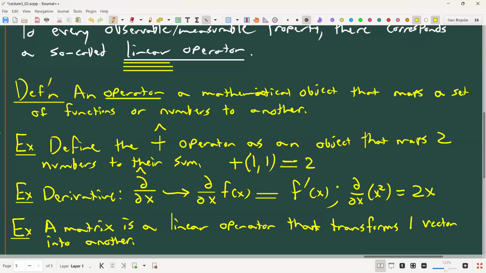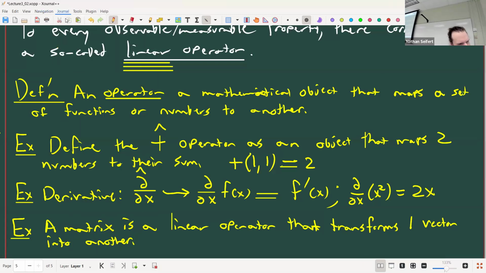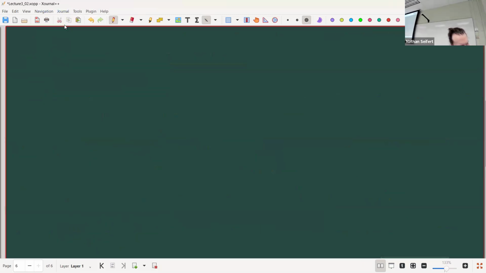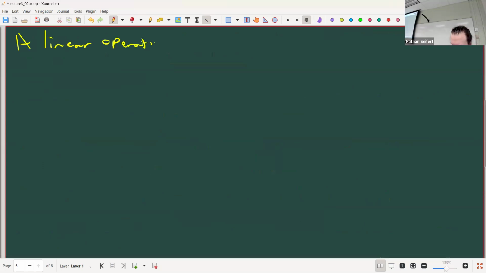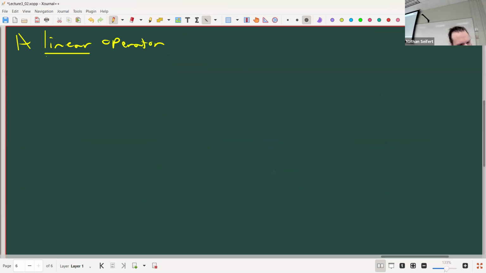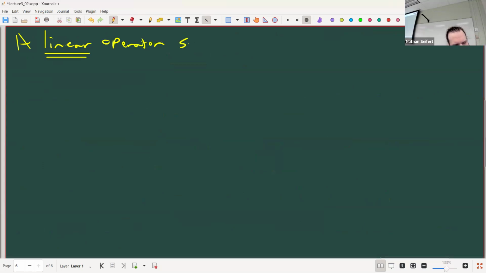So this is what I mean by linear. Let me just show you what that means mathematically. And it's very simple. A linear operator, and of course linear satisfies this property of, again, this is a bit circular, linearity.